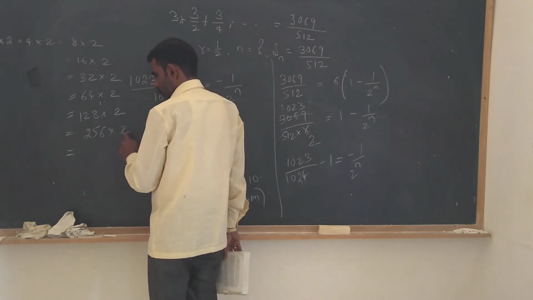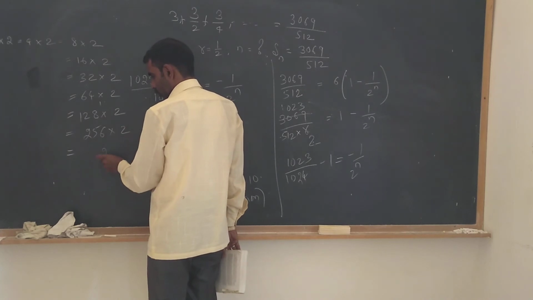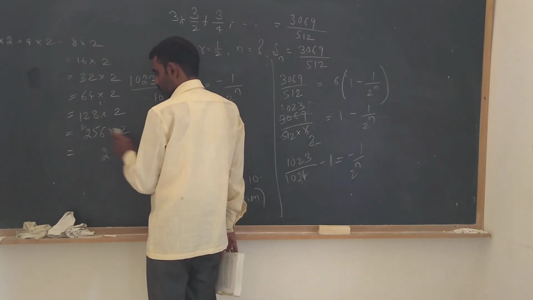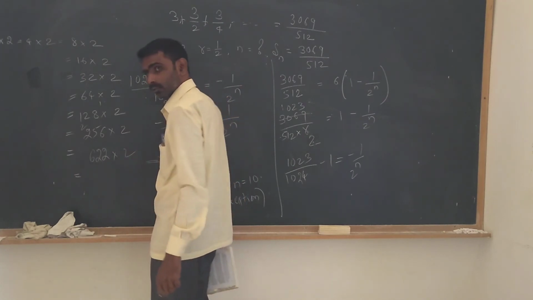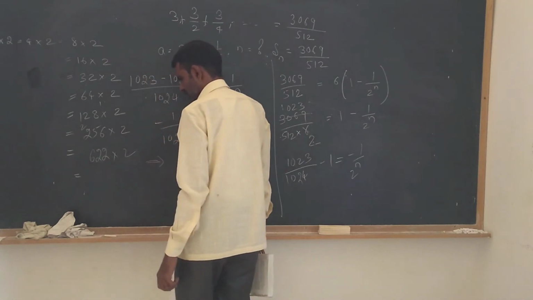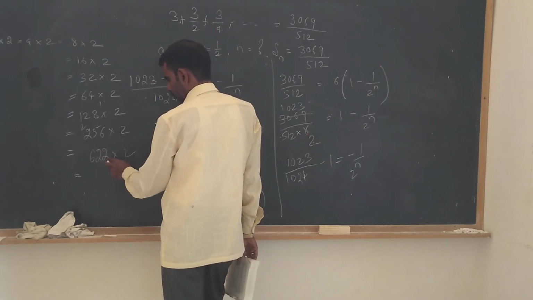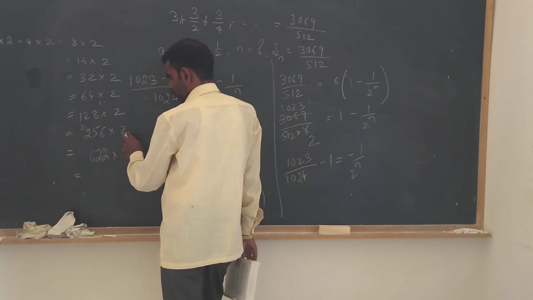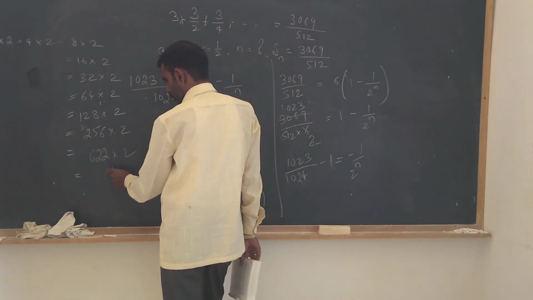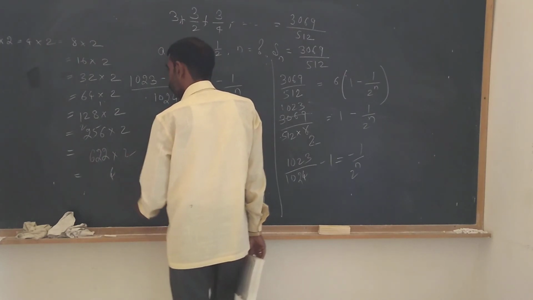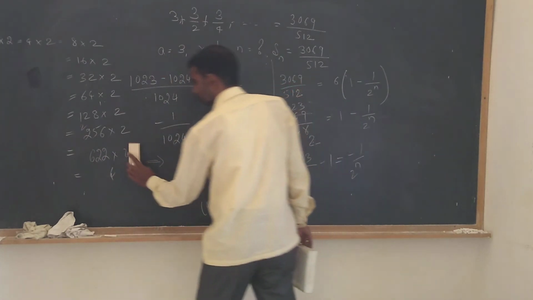256 into 2. 6 twos are 12. 2 carry over. 2 fives are 10. Again 12. 2 twos are 4. 6 into 2, 512 you get. Is it not? 6 twos are 12, 2 fives are 10, 2 added, so 4.